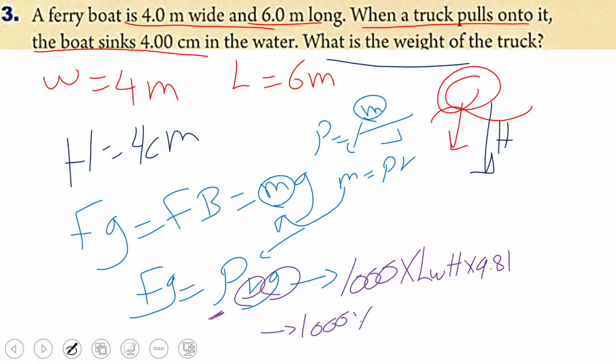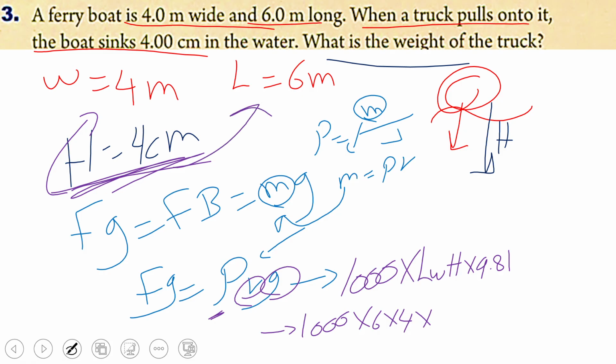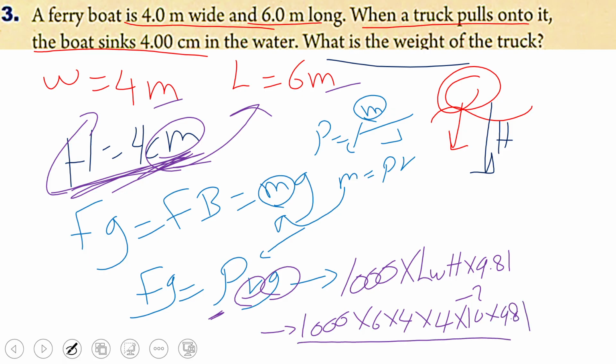So 1000 times L, which is 6 meter, times W, 4 meter, times, guys, because the h comes in centimeter, compare this distance with the other ones. Look, they are not the same unit. Those two are meter, but that one is centimeter, different. So you have to convert this centimeter to meter like the others. How can we convert centimeter to meter? Multiply by 10 power negative 2. So the 4 becomes 4 times 10 power negative 2, and bring down 9.81. So just calculate.